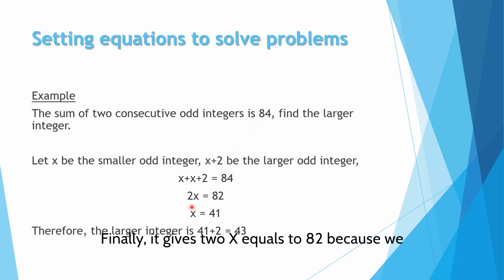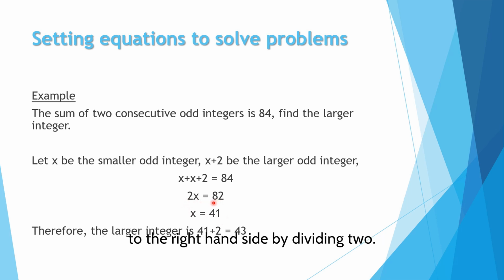Finally, it gives 2x equals to 82, because we transpose the 2 to the right hand side by minus 2, and then x equals to 41 by transposing 2 to the right hand side by dividing by 2. So of course, the larger integer would become 41 plus 2. It would give 43.